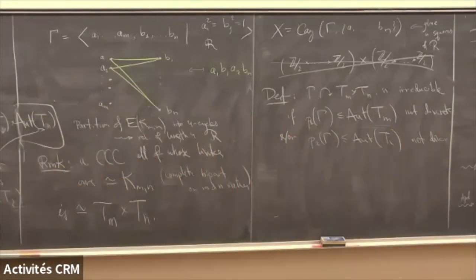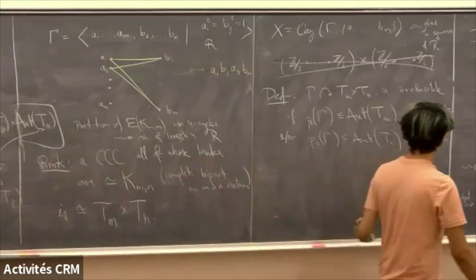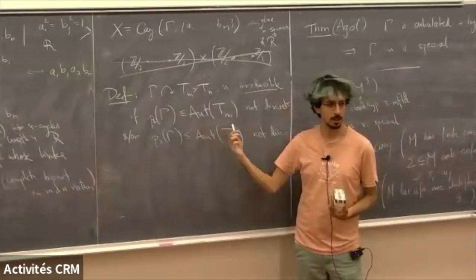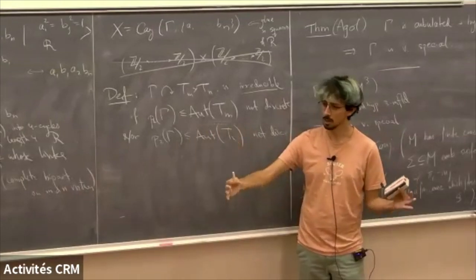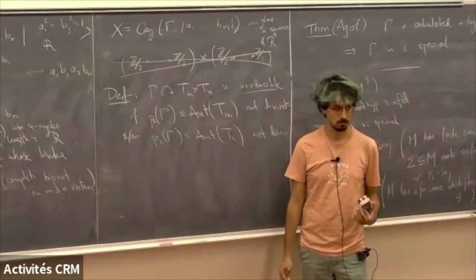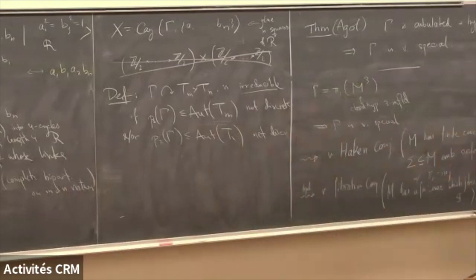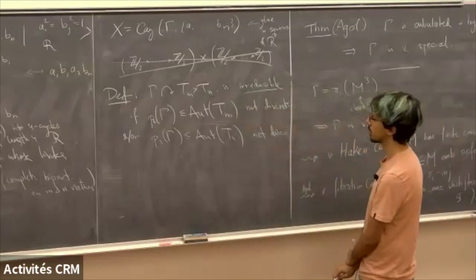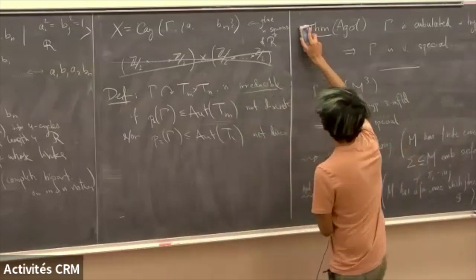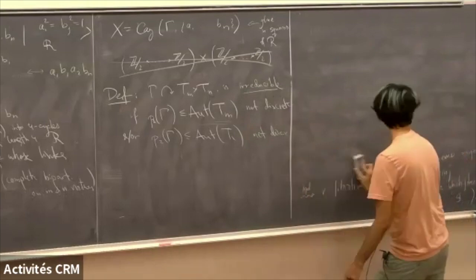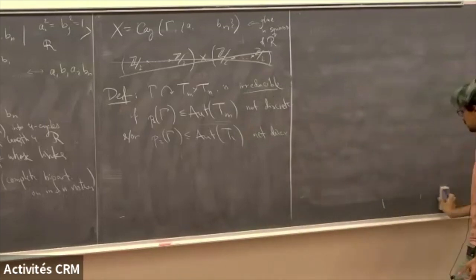Okay. So now what's going to be our strategy? Any questions about this? Is the topology clear? We say two automorphisms are close if they agree on what they do on a large ball in my tree. Okay. So what's going to be our strategy?